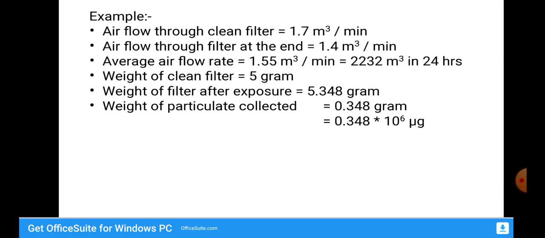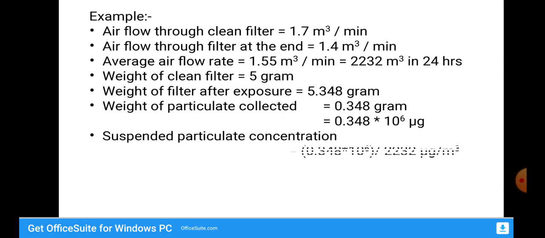So we can find solid particle concentration in air, suspended particulate concentration, by dividing these two figures: 0.348 into 10 raised to 6 microgram solid weight divided by 2232 meter cube of air. So it is 156 microgram per meter cube solid concentration or pollution level.